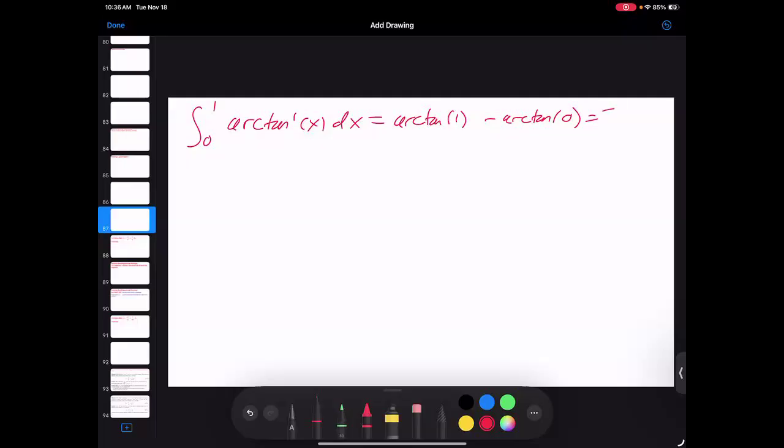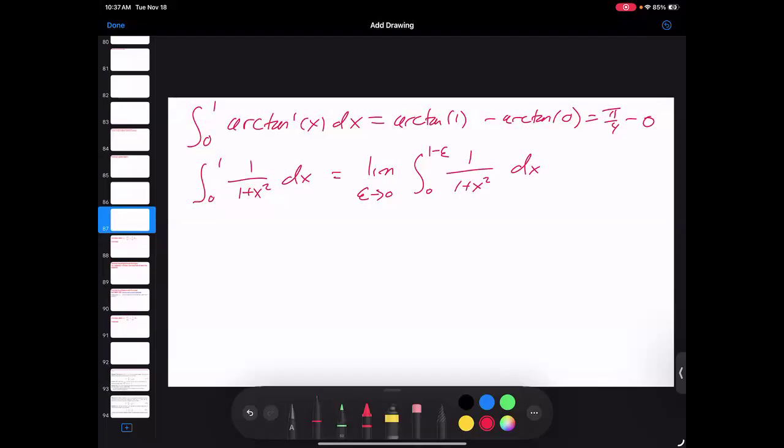Okay, so this is just pi over 4 minus 0. But we know the derivative of arctangent is 1 over 1 plus x squared dx. This is the same as the limit as epsilon goes to 0 of the integral from 0 to 1 minus epsilon of 1 over 1 plus x squared dx. I'm just going to stop a little bit before 1, and then I'll take the limit as I get closer and closer.